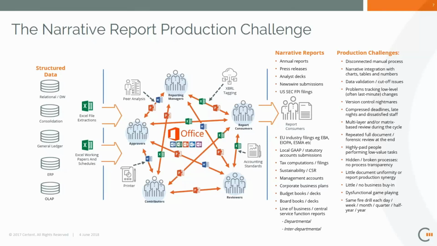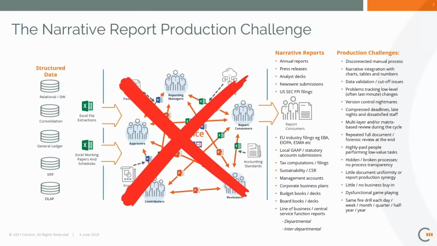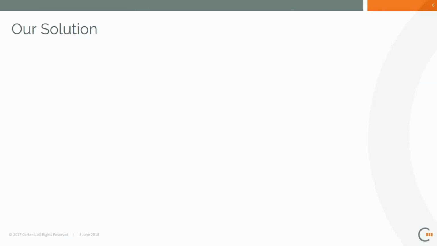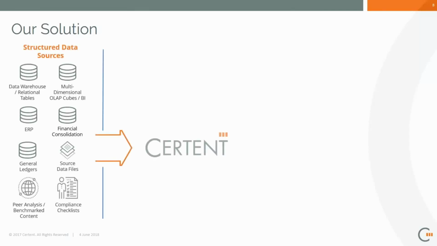So CDM removes the disconnected manual process out of the middle of this diagram. So let's have a look at our solution now. So we have the same structured data sources. Note that you can also export maybe trial balances in Excel format from your general ledgers. You don't have to have these other sorts of data sources here.